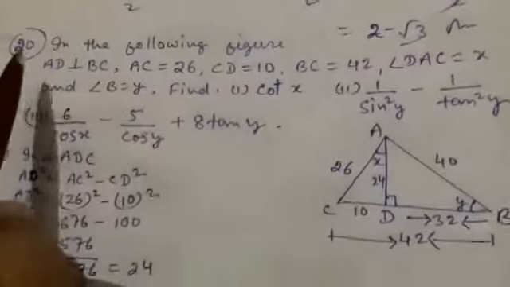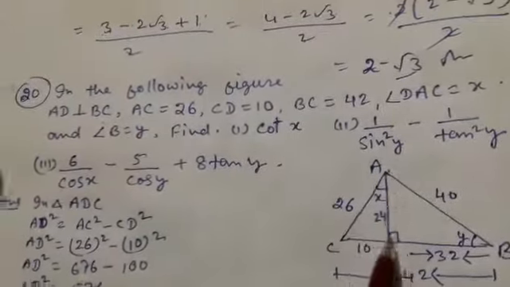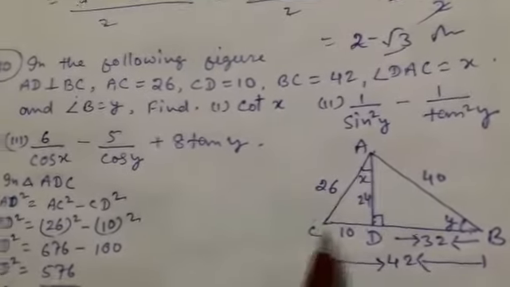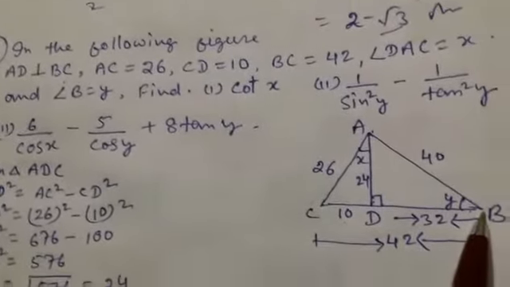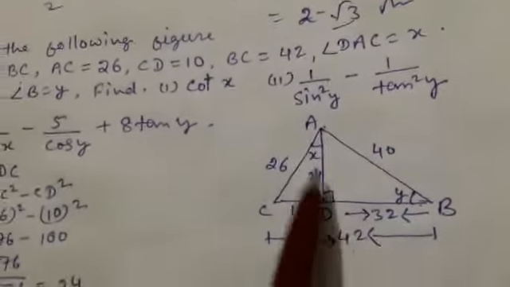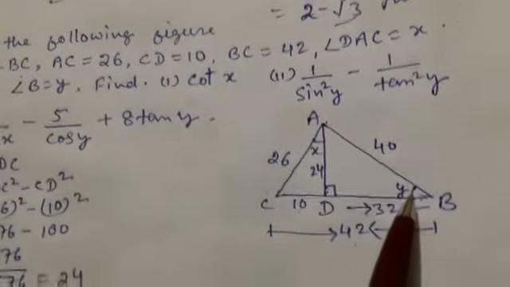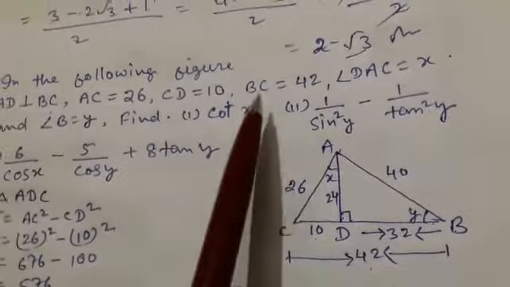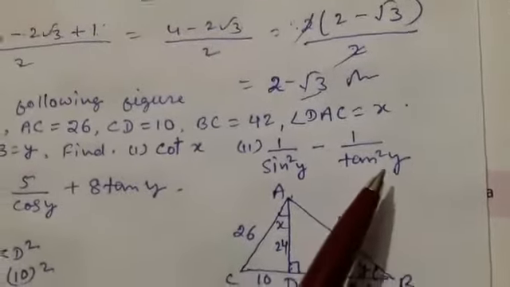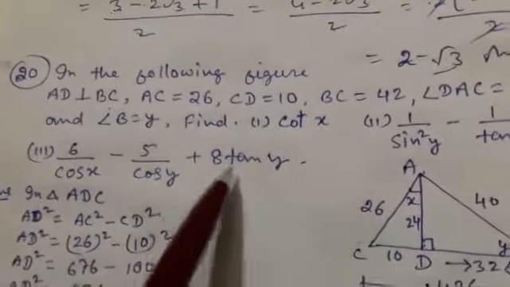Now we'll see the next question, number 20. In the following figure, AD is perpendicular to BC, AC is given as 26, CD is given as 10, BC is given as 42, angle DAC is X and angle B is Y. Find first, cot X. Second, 1 by sin square Y minus 1 by tan square Y. Third, 6 by cos X minus 5 by cos Y plus 8 tan Y.